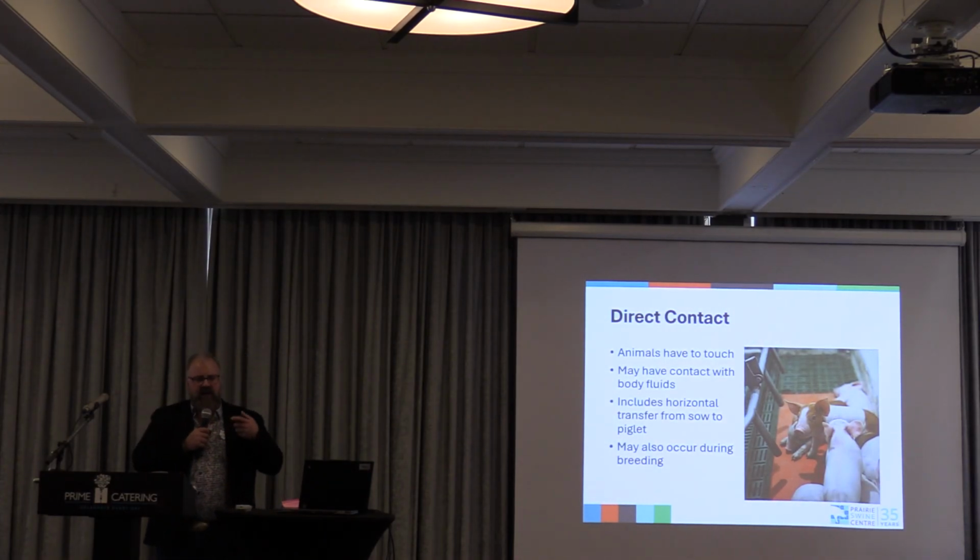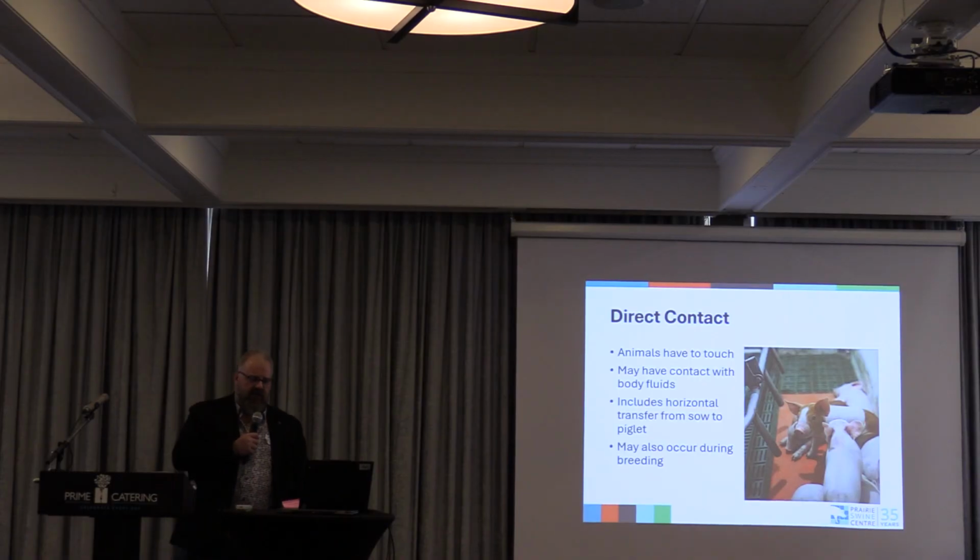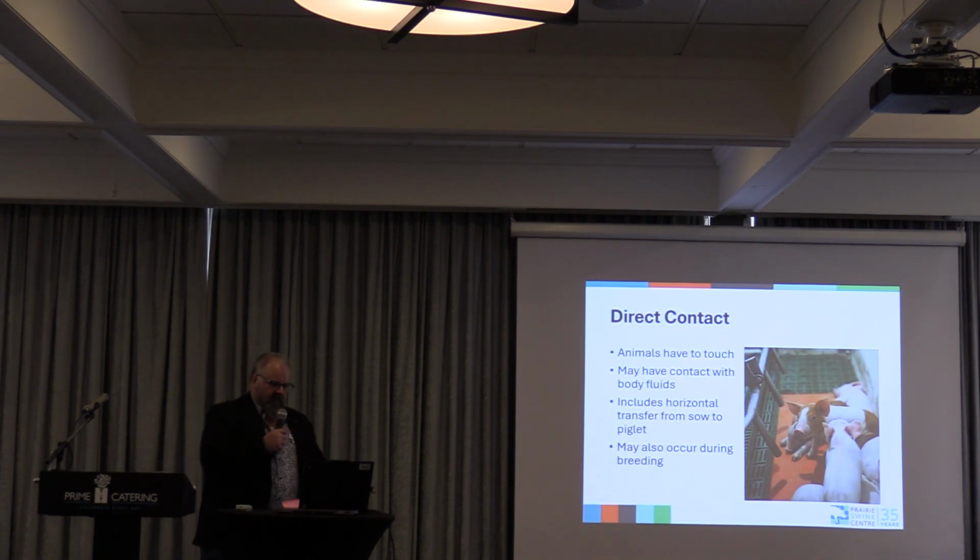Direct contact, so this is when animals have to touch each other or be in contact with each other. It may be body fluids, for example. It may be horizontal transfer from a sow to a piglet or a sow to her litter. It may also occur during breeding. For example, if you have semen that's infected with something and you introduce it to the sow, you may be potentially bringing a pathogen in that way. Certainly AI and a lot of the safeguards, that's artificial insemination, not artificial intelligence, just to be clear, is one way that we can help eliminate and avoid that.